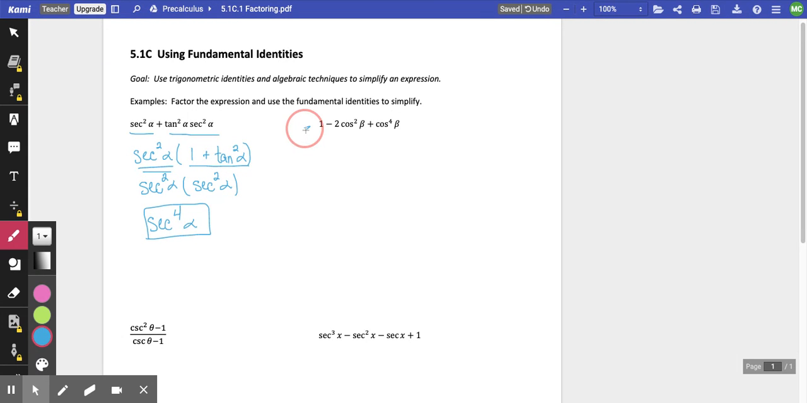Now you try this second example here. Remember, you're going to factor and then look for fundamental identities that you can apply to it, and then answer the question on the Google form.